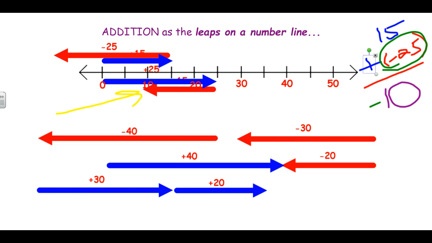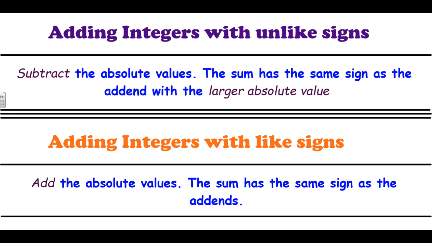So that brings down the few rules that we learned about in the video lesson in class. When you're adding integers with unlike signs, you subtract their absolute values, and the sum has the sign of the addend with the larger absolute value. And when you're adding any sorts of numbers, not just integers, with like signs, you just add the absolute values, and the sum has the same sign as the addends.